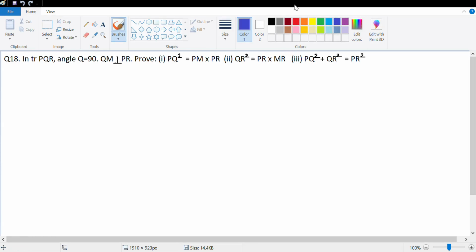Hi guys, let's look at the next question. The next question that we're doing is question number 18. Before we start it, let's just quickly revise the tests of similarity.